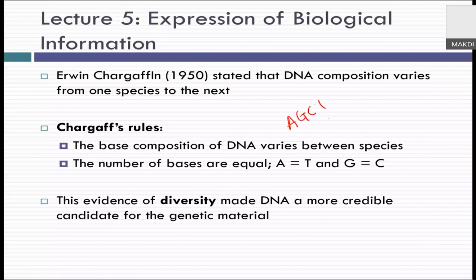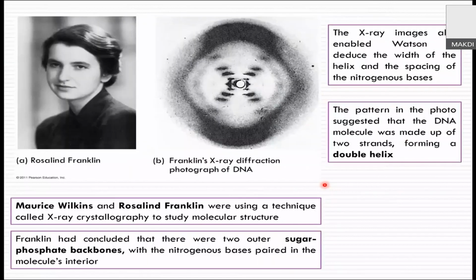A, G, C, T. So G will always pair with C, A will always pair with T. So I always write the DNA bases like that. That's why A equals T, because A will always pair with T. G equals C because G will always pair with C. Okay, that one is Chargaff rules.